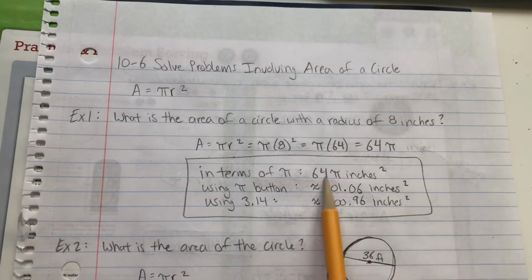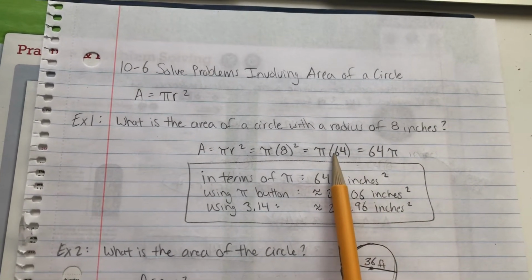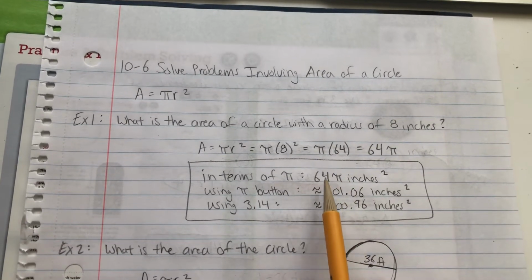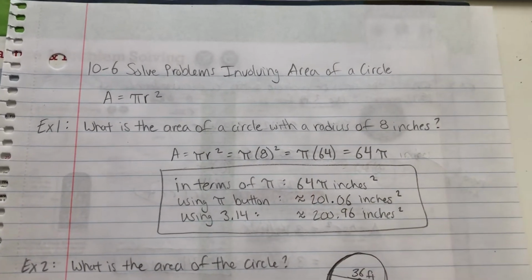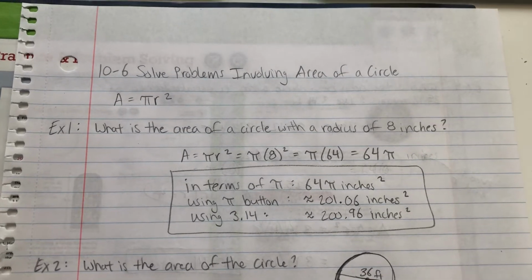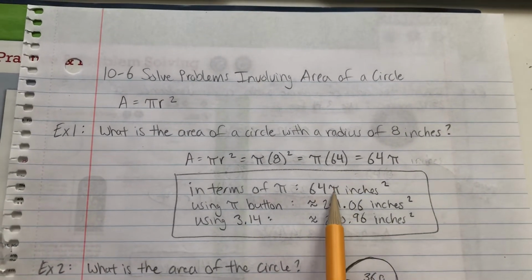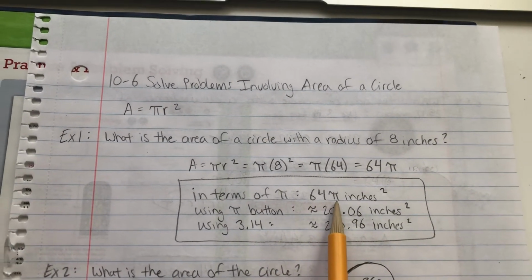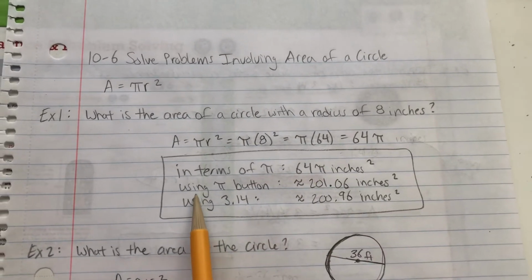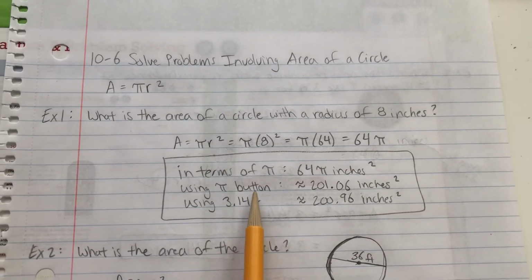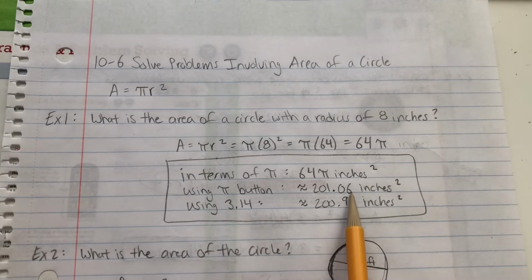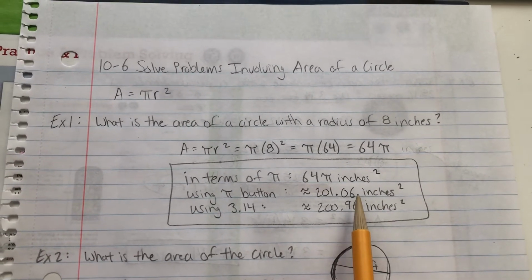And the reason why we want to put the 64 in front of the pi rather than having it behind is just, it's the same reason why you have a coefficient. You would say 3x, not x3. So pi, that symbol, works the same way as a variable. If you want to use the pi button, you would have to round at the end, keep 2 decimal places just like we did in lesson 10.5.